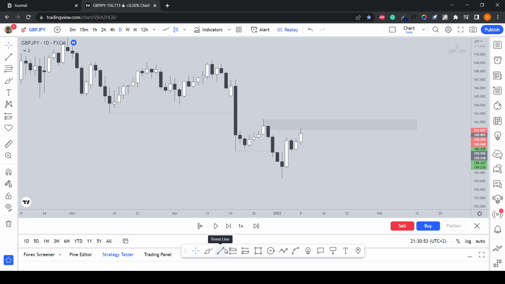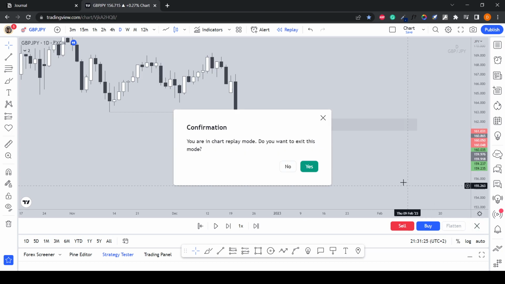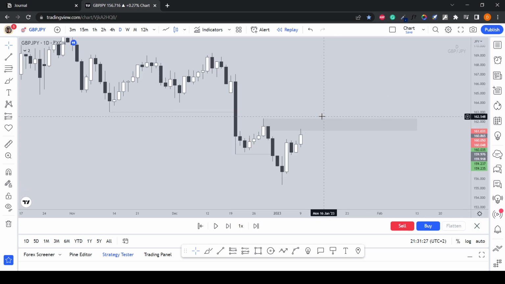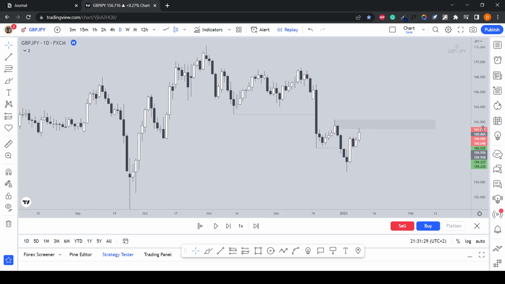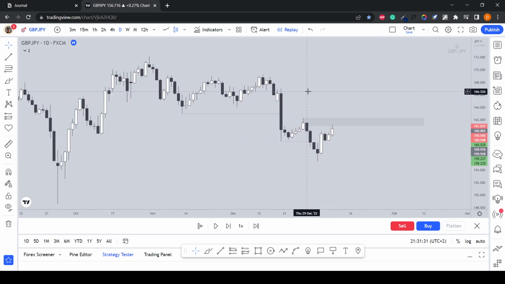Hey, today I wanted to do my usual weekly recap, and I had only worked with GBPJPY this week, because all the other pairs, for me, had no clear price action, and on GBPJPY I saw this nice and clear structure.